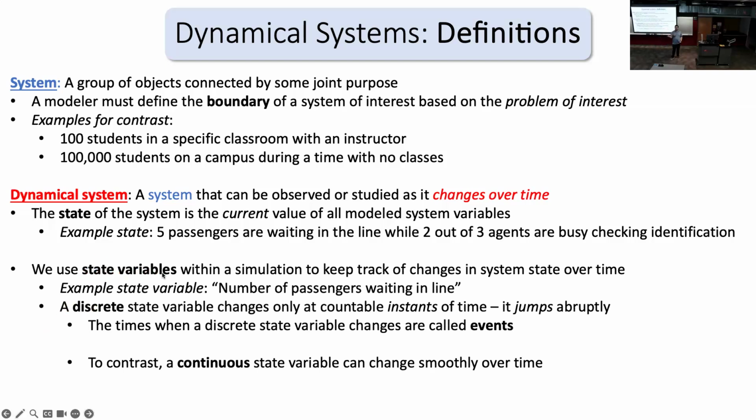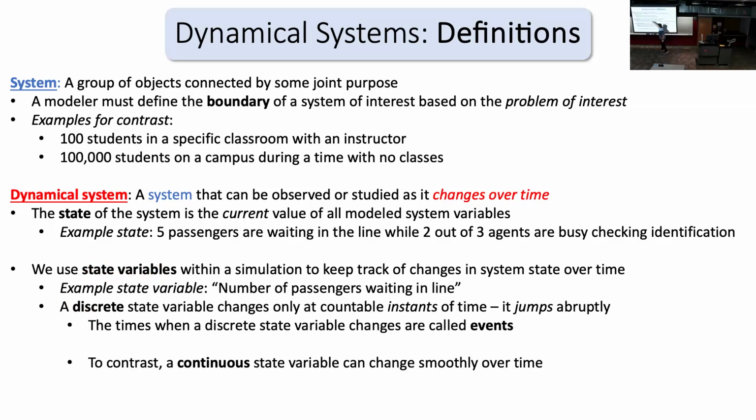And so we're going to throw around these terms. If I refer to a state variable, it might be X or Y, or it might be a phrase, number of passengers waiting in line. So the phrase, number of passengers waiting in line, isn't enough for me to know what's going on in the system. It just tells me what I'm keeping track of in the system.